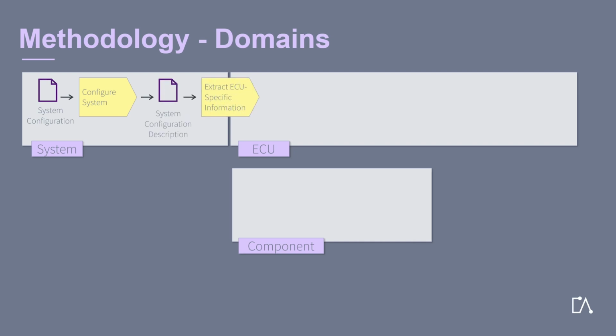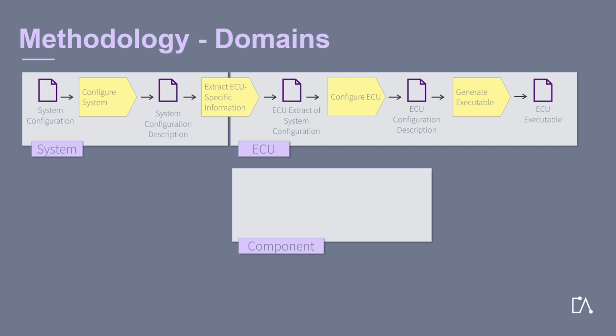From this document, the important information for an ECU can be extracted, which are documented in the ECU extract of system configuration. After that, the ECU can be configured. This configuration is described in the ECU configuration description, which is needed to generate the executable. The executable contains the header files as well as the source code.